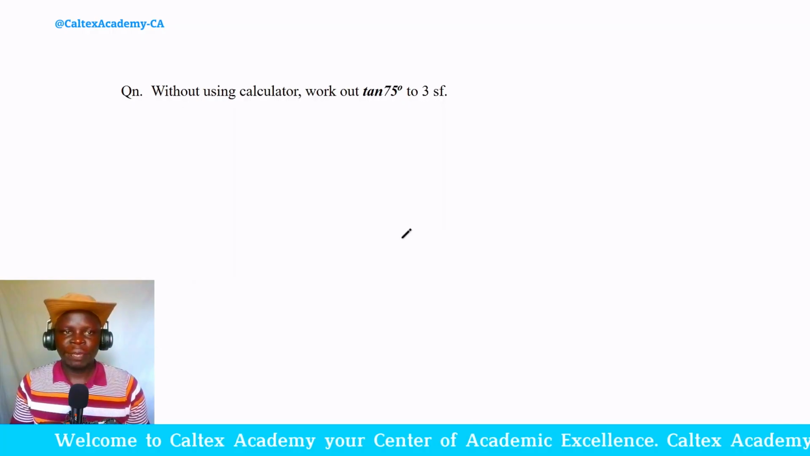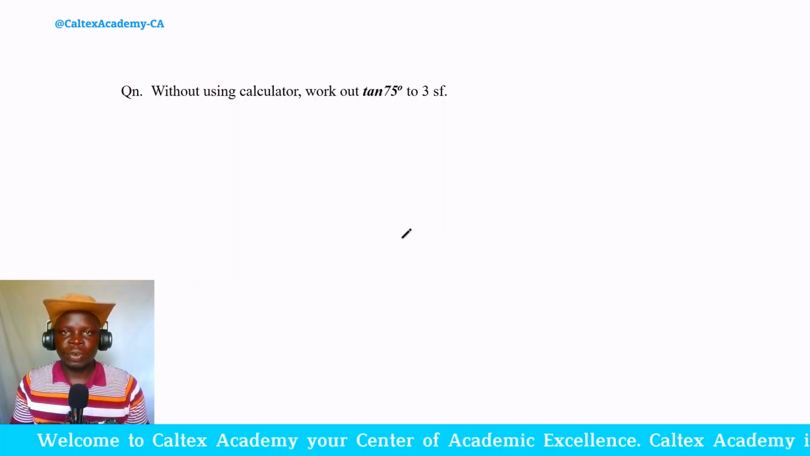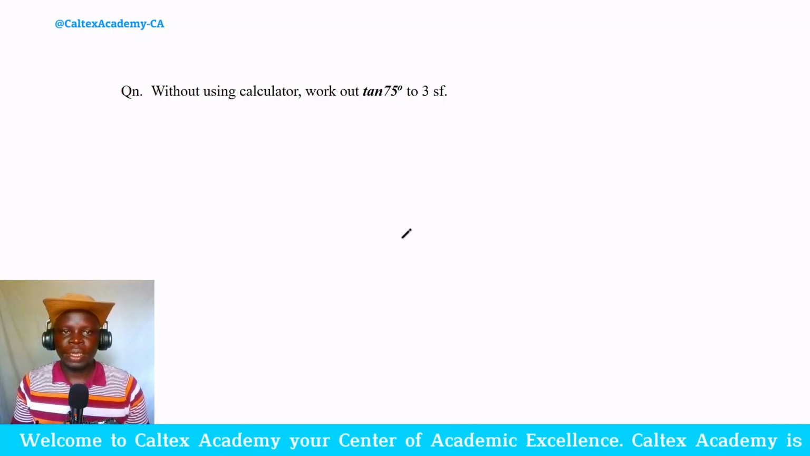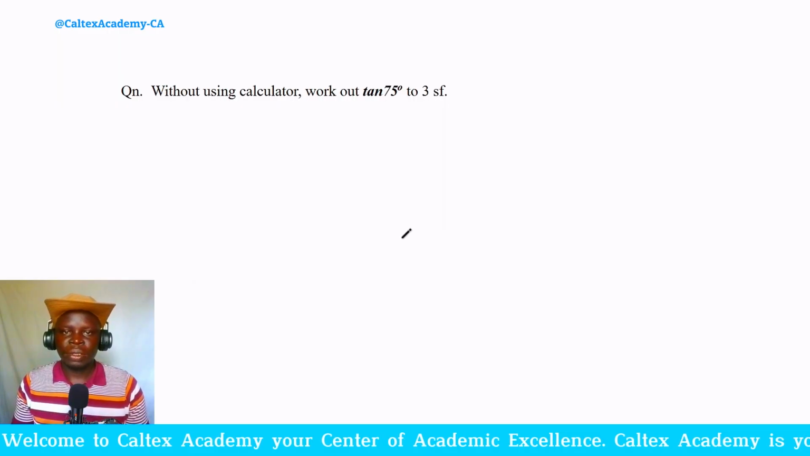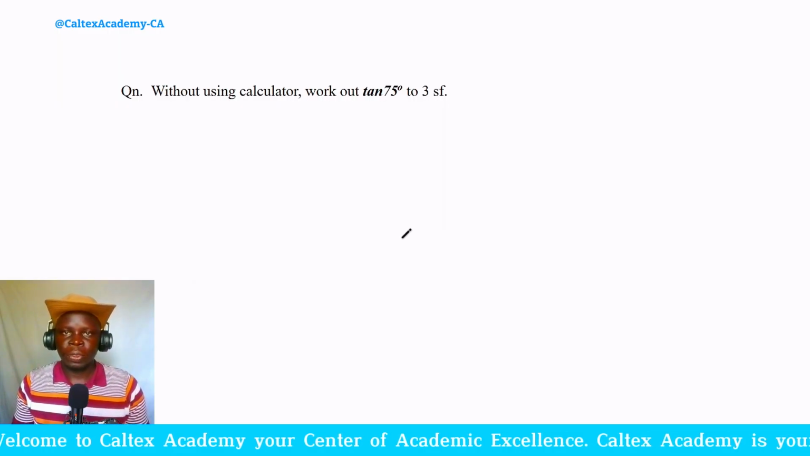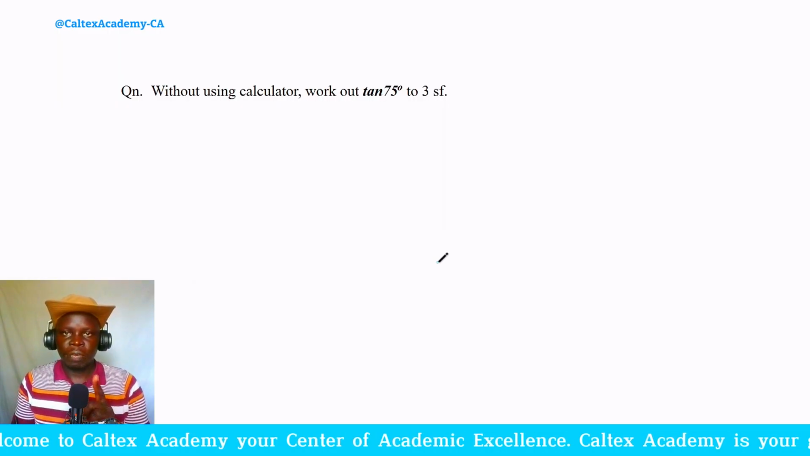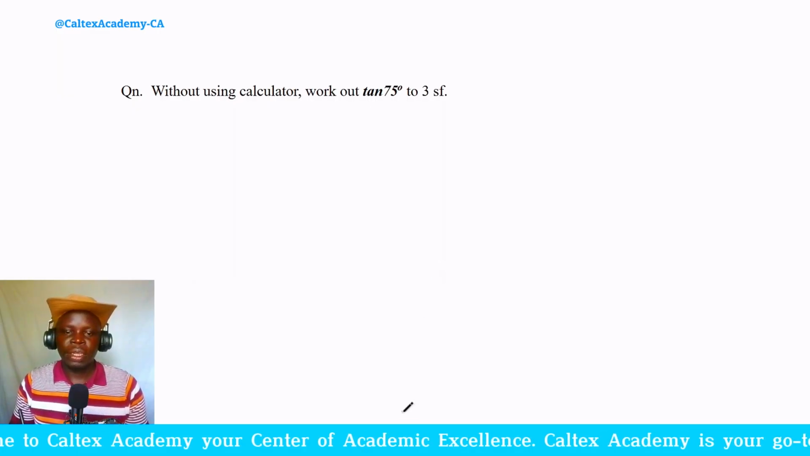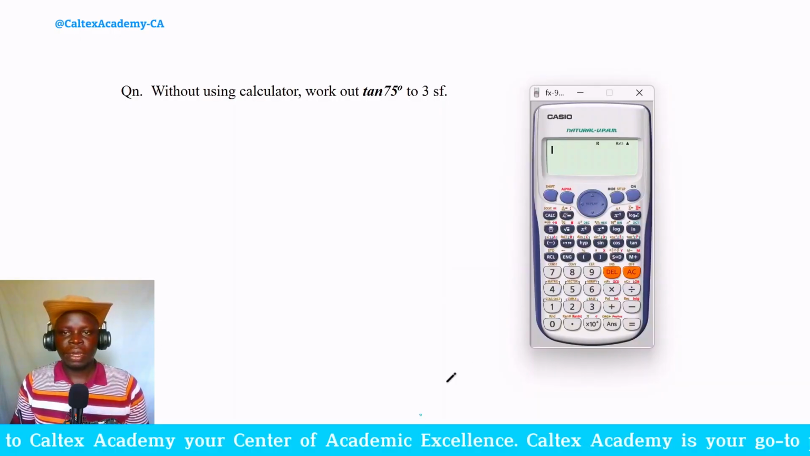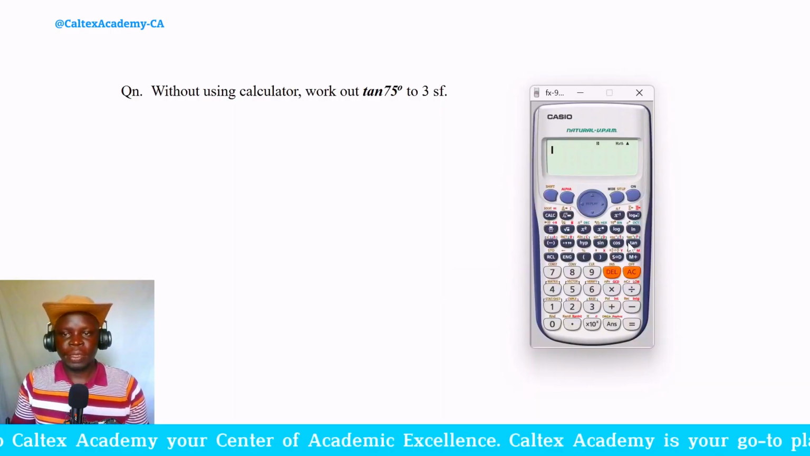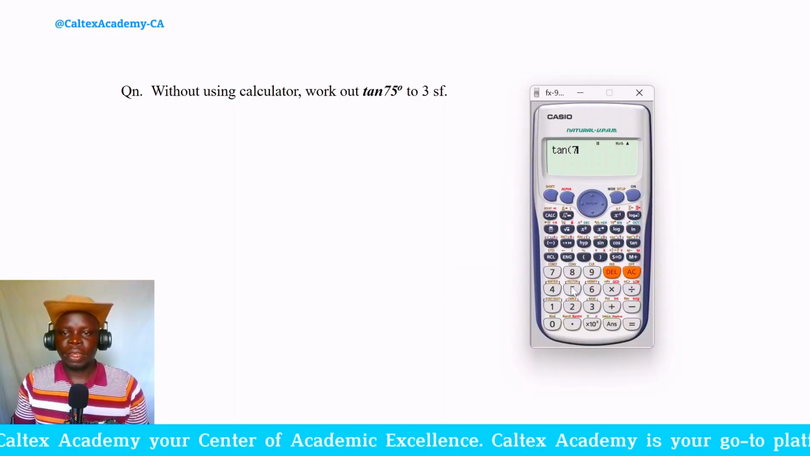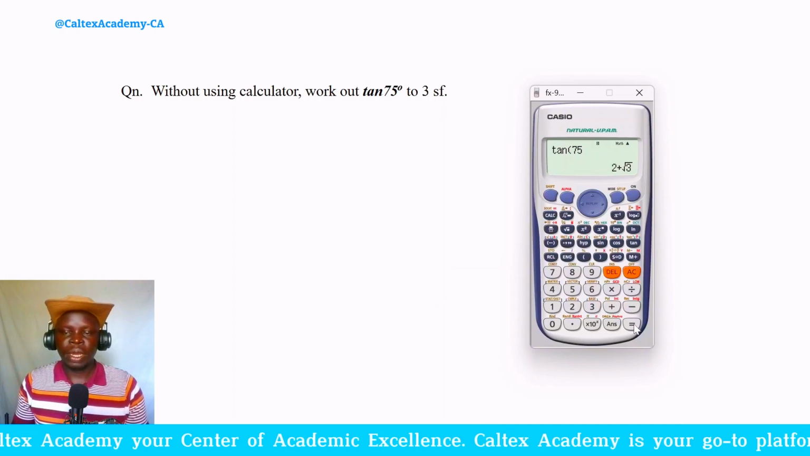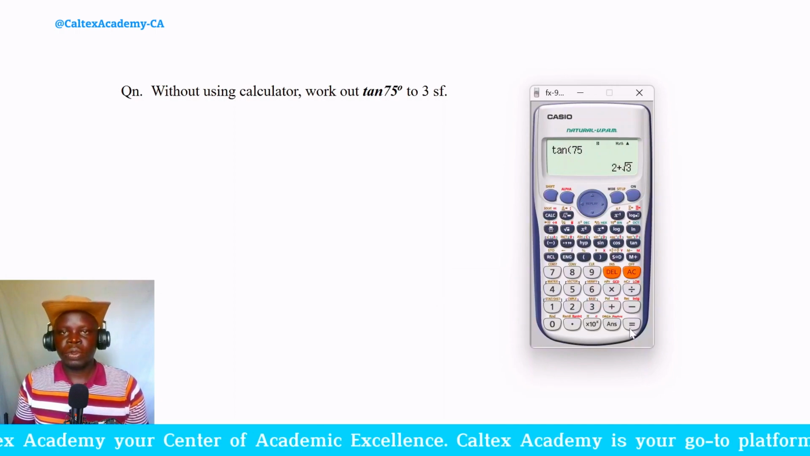On our board, we have a nice question from trigonometry that says, without using a calculator, work out tan of 75 to 3 significant figures. If it was not because of the restriction that says without using a calculator, you will simply rush and get your calculator and press tan of 75 and quickly you get your answer as 2 plus root 3.